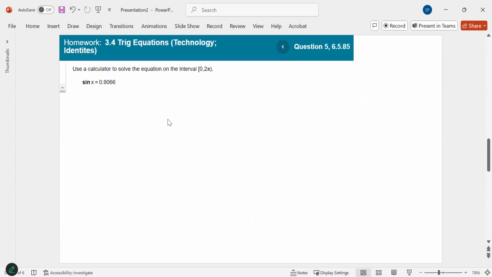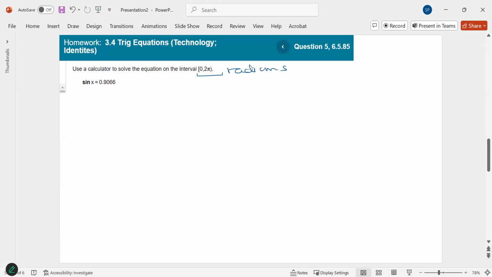Okay, let's look at another one. Here's number 5. And while this problem looks simple, I find that students find these problems one of the challenging ones under trig equations. So we have sine x is equal to 0.9066, and we need to find the solutions in the interval, so we're in radians, 0 to 2 pi.